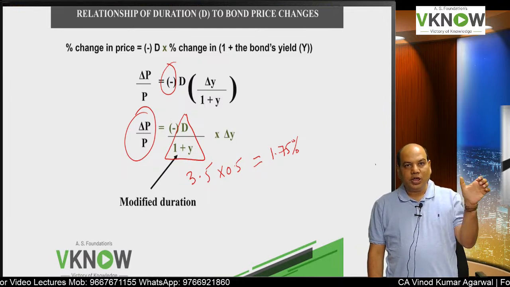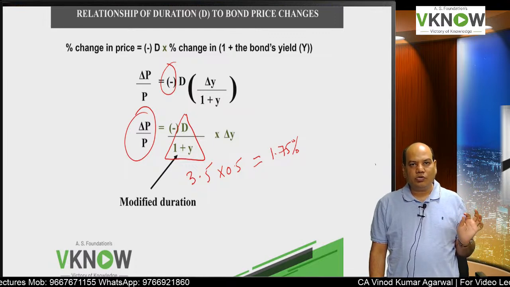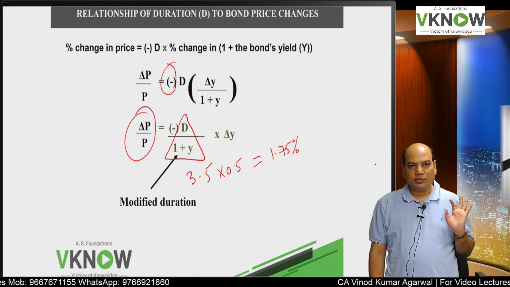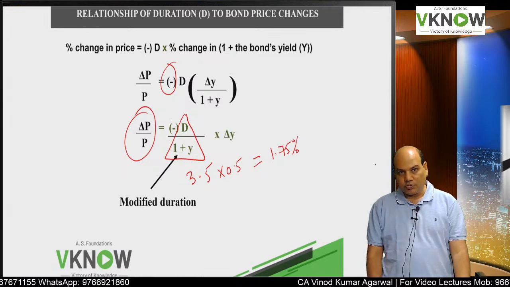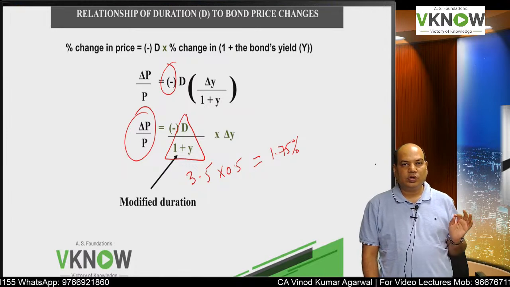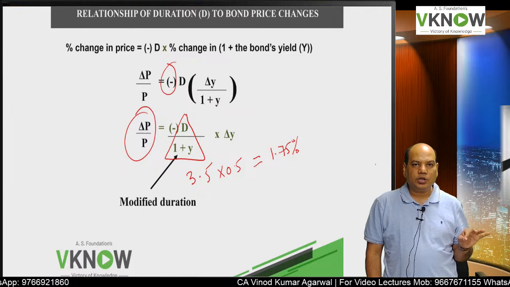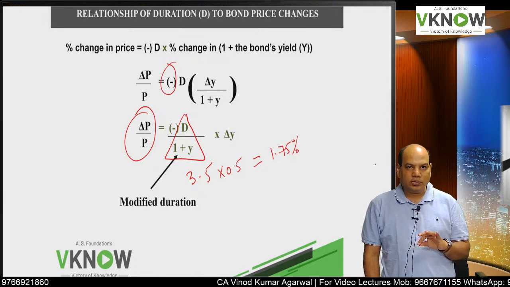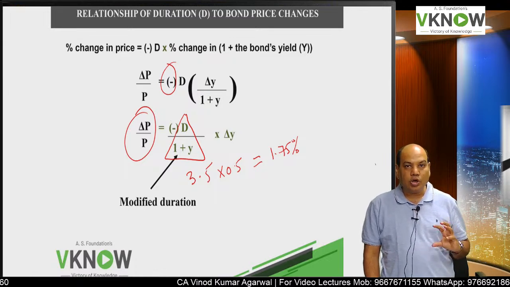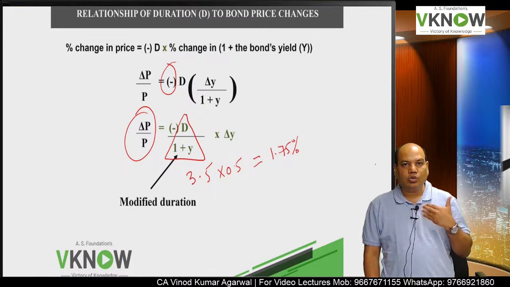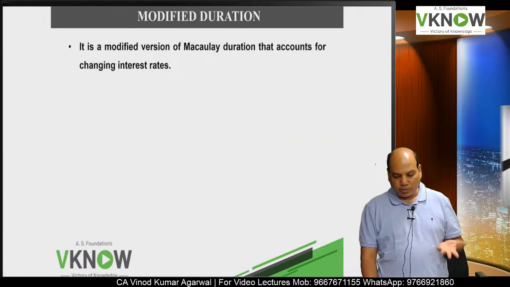And next, write down D upon 1 plus Y is called modified duration. So, if you know duration, you can calculate modified duration. Modified duration multiplied by change in yield will give you change in the bond price in the opposite direction. In the opposite direction means if yield goes up, bond price will fall. If yield goes down, bond price will increase.